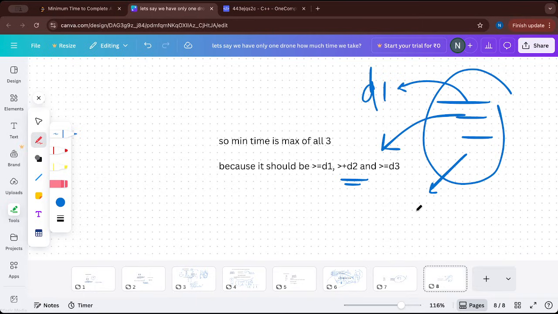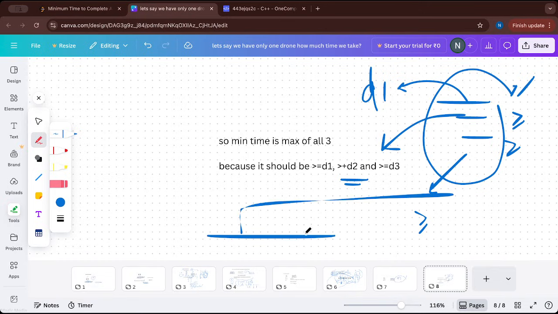So the answer must be greater than or equal to all these. With respect to D1, it must be greater than or equal to D1. For D2, it must be greater than or equal to D2, and when we are looking at them combinedly, it must be greater than or equal to D3. So now what is the final answer? It is simply the maximum of all these, because we want an answer which is more than this, and more than this. So what will be sufficient for all? It is simply the maximum one. So now the answer is simply the maximum of all 3.